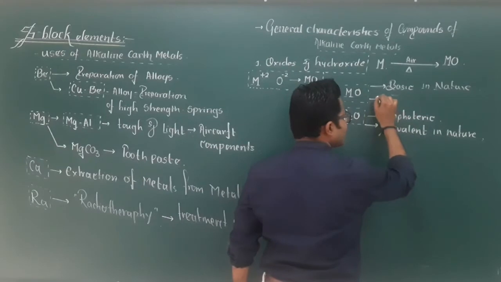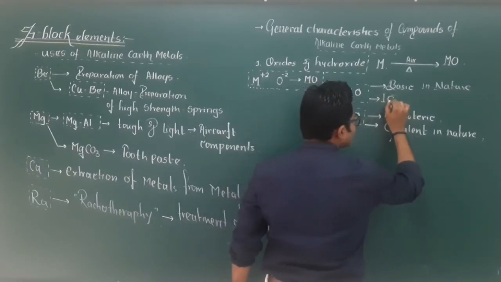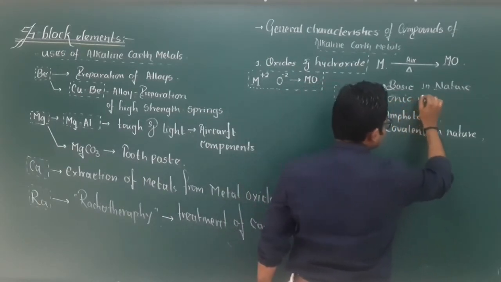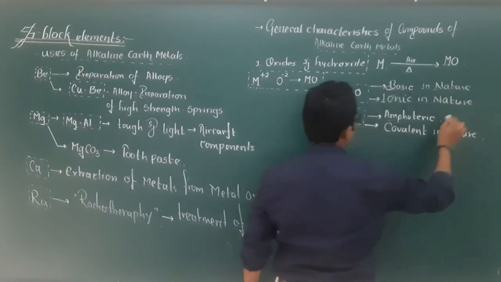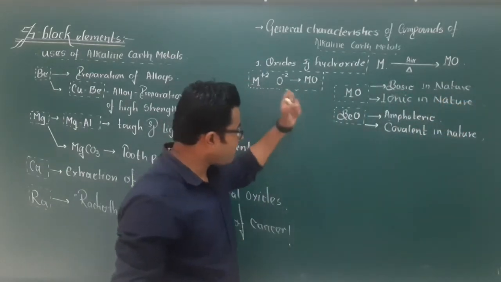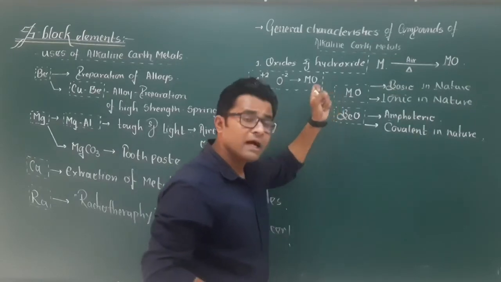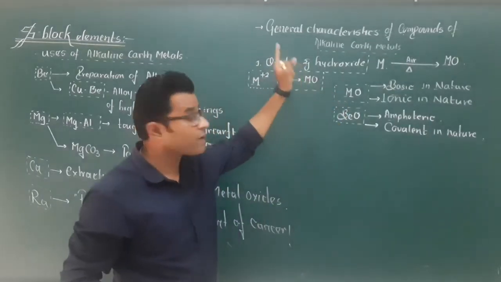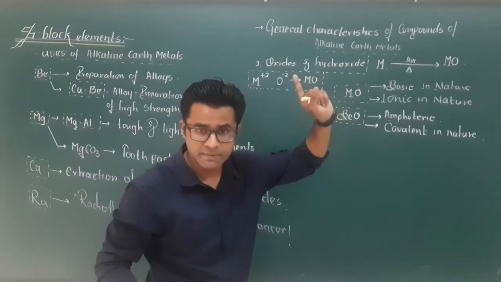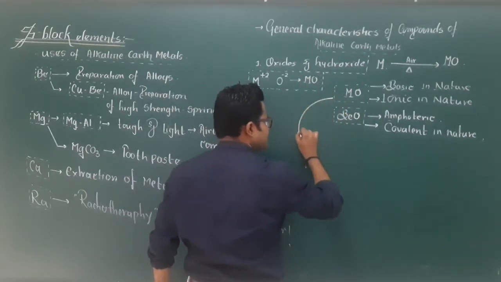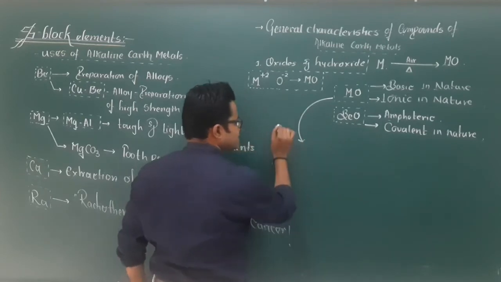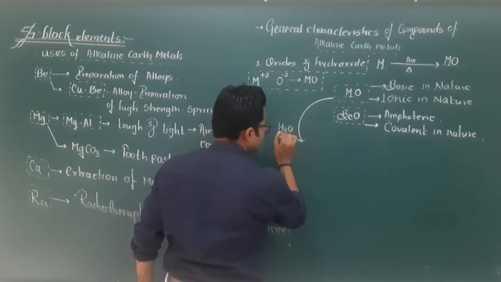Secondly, when we take a look over here, all of these are ionic in nature. So this is the major difference between beryllium oxide and other metal oxides of the alkaline earth metal series. Now, on the other hand, when we react this with water.